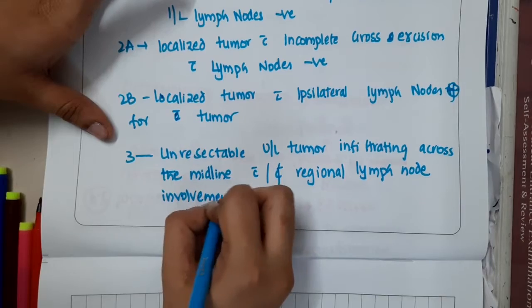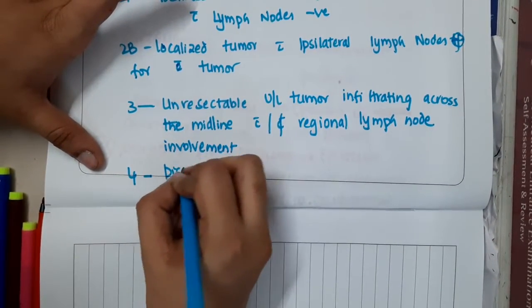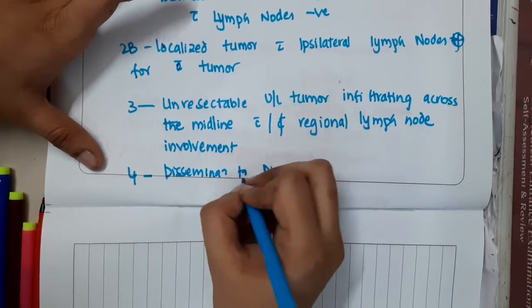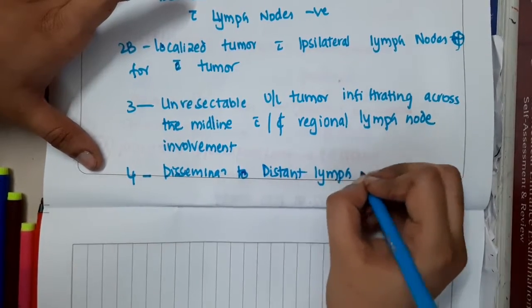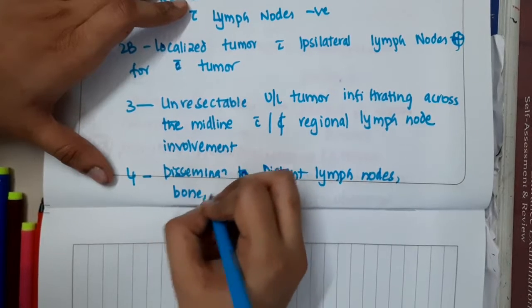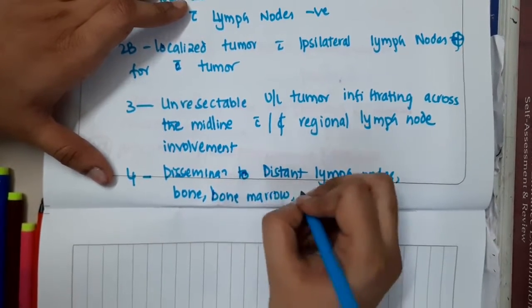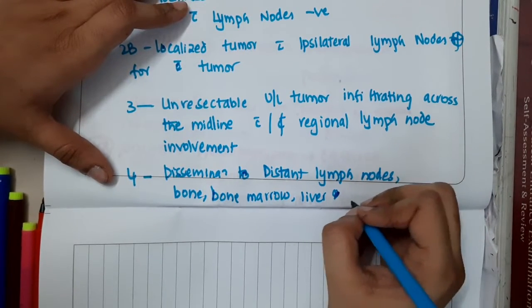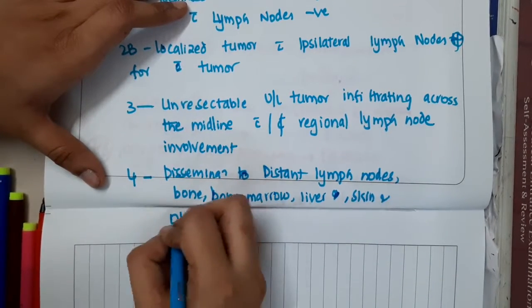This is stage 3. And what is stage 4? In stage 4 you will see dissemination to distant lymph nodes, bone marrow, liver, skin and other organs.